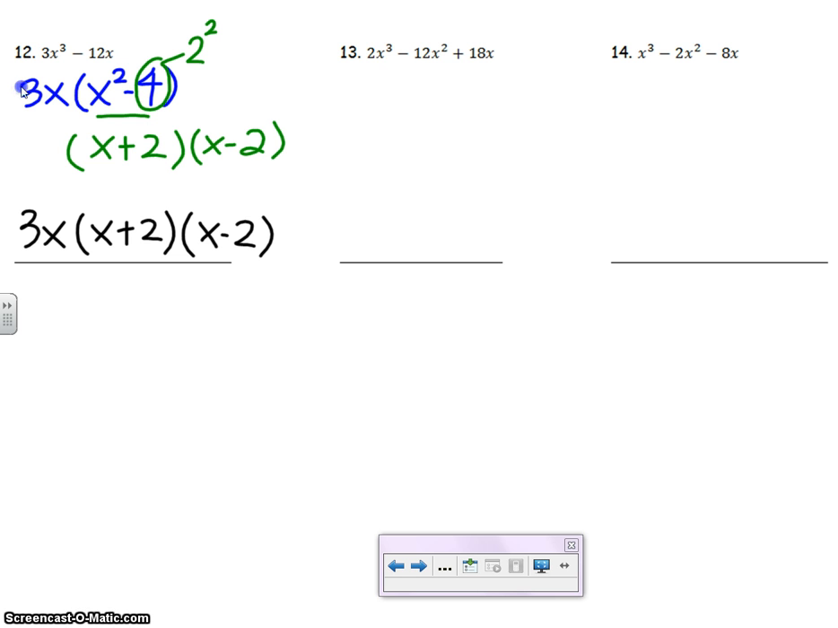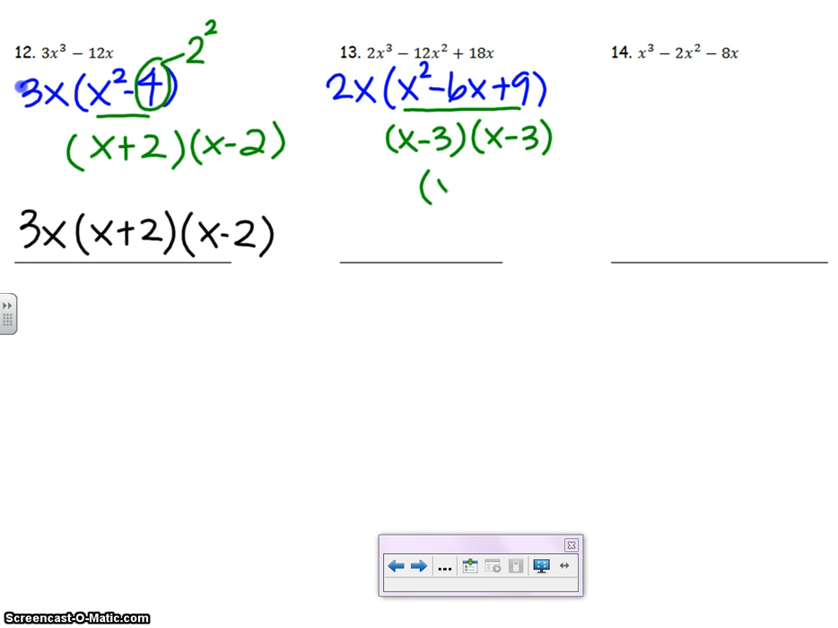When we look at number 13, we see that we have all even numbers, so we know that we can take a 2 out and they all have an x, so we can factor 2x. Then we are left with x squared minus 6x plus 9. Now, you might recognize this as a perfect trinomial, or you might say what factors of 9 add up to be negative 6, and that will be x minus 3 times x minus 3, or we can write it as x minus 3 to the second power. So our complete answer will include the 2x, and so we have 2x times x minus 3 to the second power.